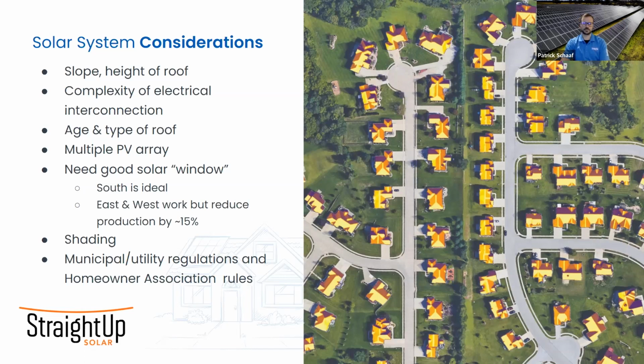Shading is another one, especially in certain areas that have really old growth trees. We see some of these trees that are like 80 feet tall and provide a lot of shading. Even if you've got a perfectly south-facing roof, it might not be ideal for a solar array. And then there are municipal and utility regulations and homeowner association rules. A lot of what we do has to go through the municipality where we pull the permits, and also through the utility where we apply for interconnection to their grid. So there's a lot of rules and regulations. Every place is somewhat different, and so we do take care of that for you as well.